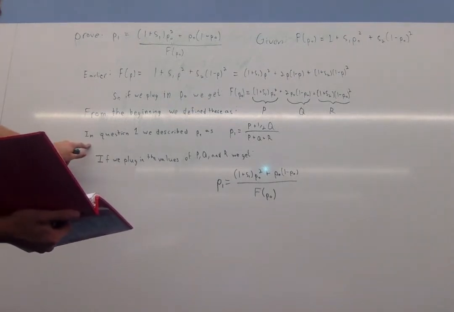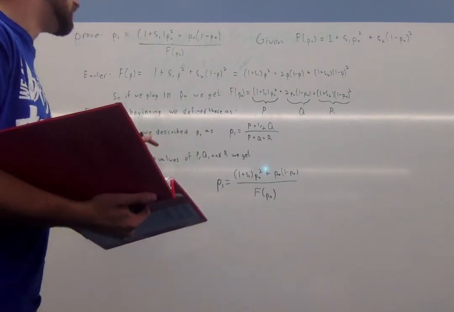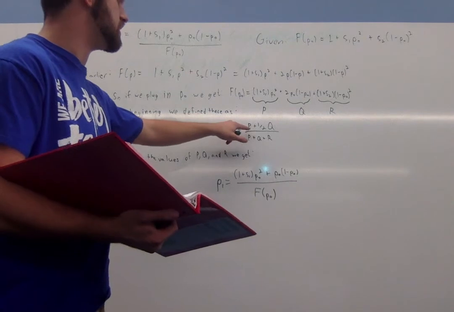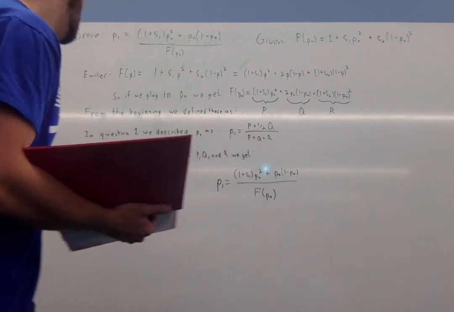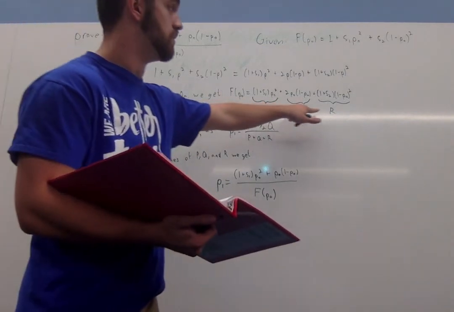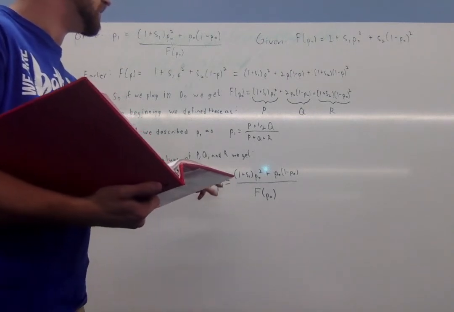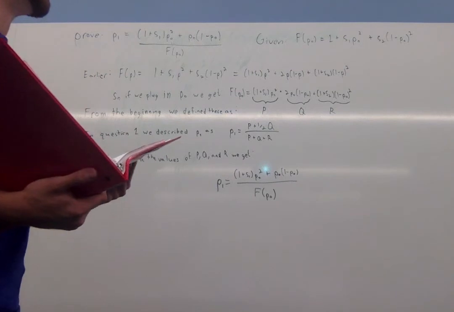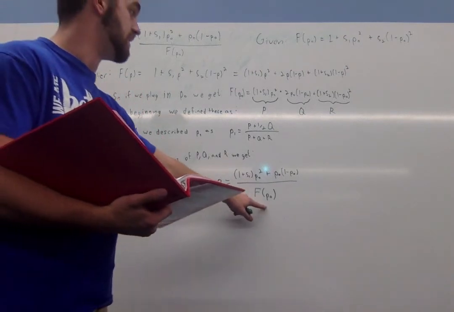And in question 1, we described P1, the frequency of the big A allele at the first time step, as P1 equals P plus 1/2 of Q over P plus Q plus R. And so if we plug in the values of P, Q, and R, which we know, which are right here, we get P1 equals (1 plus S1) times P naught squared plus P naught times (1 minus P naught) over the function with P naught plugged in.